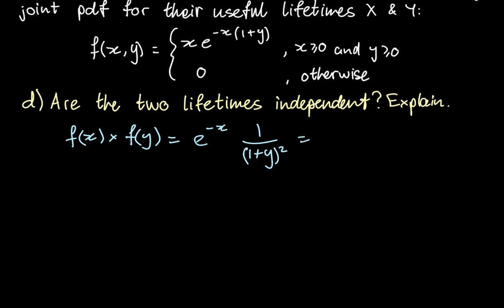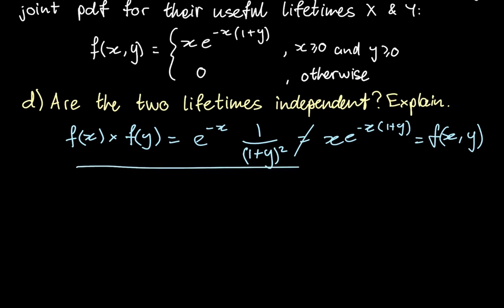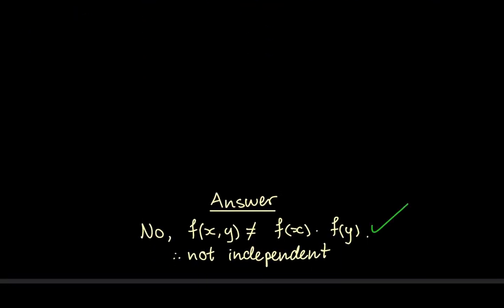Does this equal x e to the negative x times 1 over 1 plus y? Well, clearly not. Okay, so that's not true. So if we follow this line, we see that f of x times f of y does not equal the joint density of x and y. So they're not independent. Okay. And let's see if we're correct. Yes. Okay, so it says no, the joint does not equal the product of the marginals, so they're not independent.